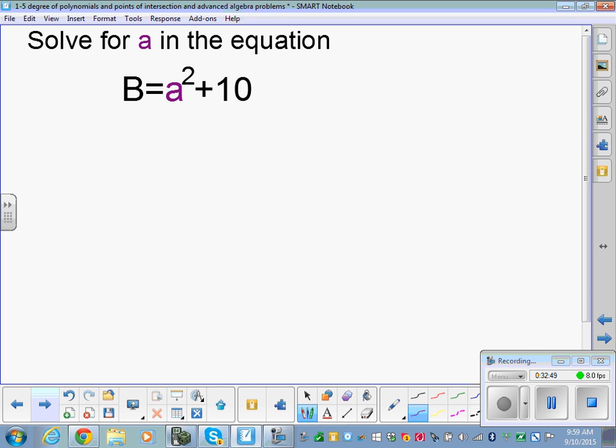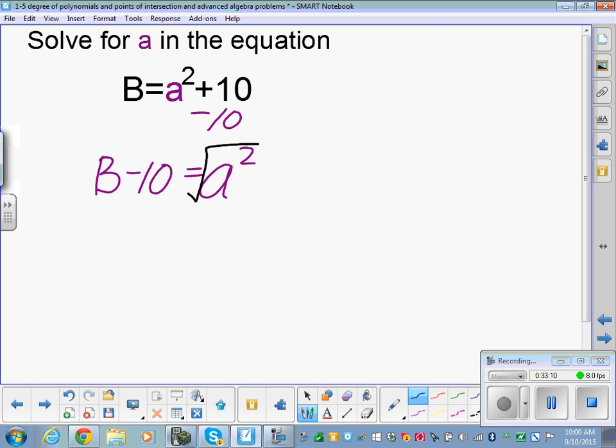What is my first step? Minus 10 from both sides. Good. Thank you. So B minus 10 is equal to A squared. Now, how do you undo A squared? It's not A, guys. Square root. Square root undoes the square. So we'll take the square root of both sides.